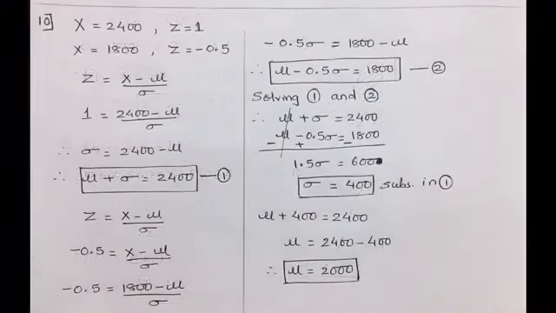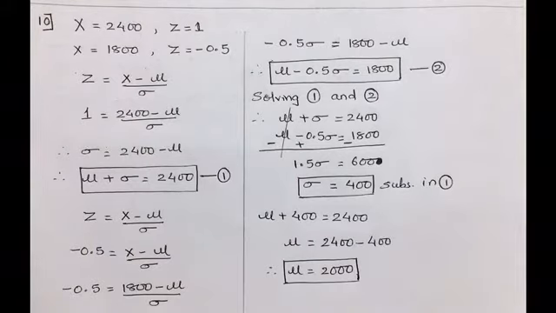Question number 10. The question is, the monthly production of units in a factory is normally distributed with mean mu and standard deviation sigma.